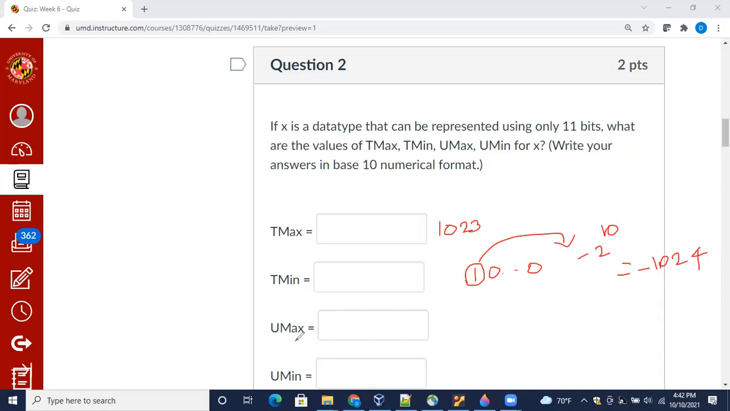What about Umax? Umax means all 1s, which is the same as, this is 2 power 0, this is 2 power 10, which is the same as 2 power 11 minus 1. 2 power 11 is 2048. 2048 minus 1 is 2047. Okay, 2047. Now Umin is simple. All of them have to be 0, which is 0. So that's it. All right, let's move on to the next one.